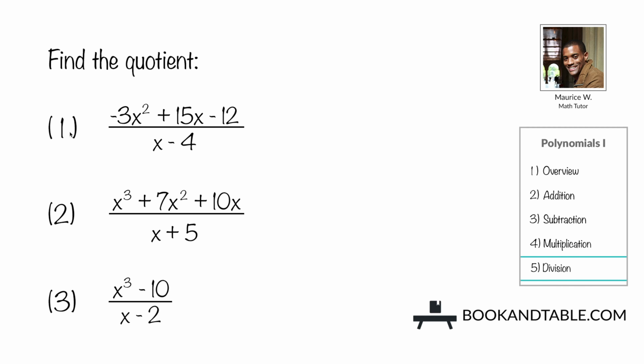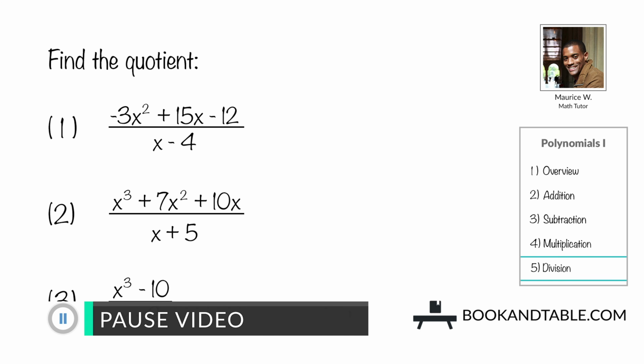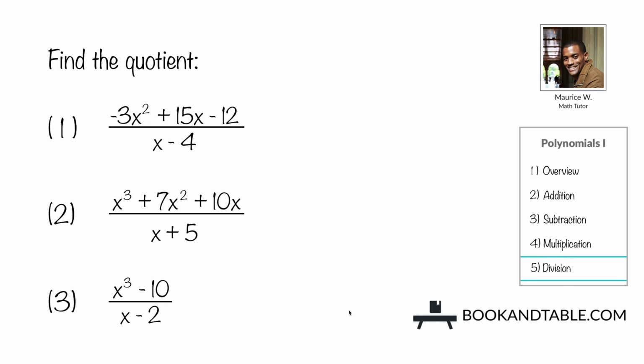Question number 1. Find the quotient of negative 3x squared plus 15x minus 12 divided by x minus 4. Question number 2. Find the quotient of x cubed plus 7x squared plus 10x divided by x plus 5. And question number 3. Find the quotient of x cubed minus 10 divided by x minus 2. Pause the video, answer these questions, and then press play when you're ready to begin.